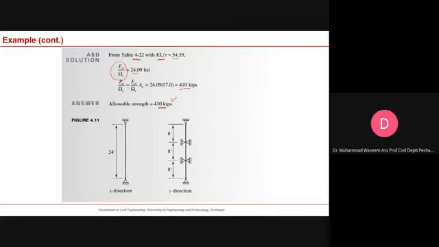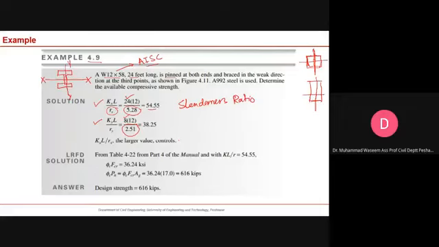The length is 8 feet, so the KL value will be, K is 1 and L is 8. In this case, K is 1 and the length is 24. So these two values you have to use, and then out of these two slenderness ratios, whichever is maximum, you have to use that value. Now in this case, this slenderness ratio is controlling.